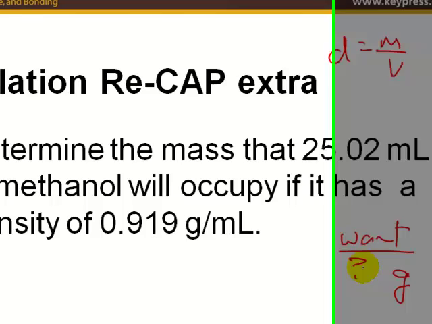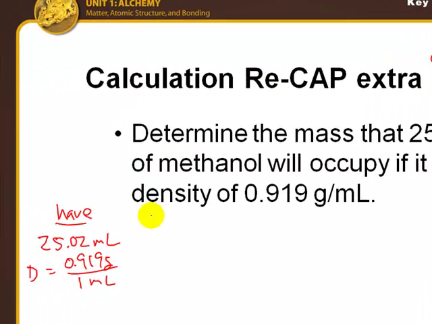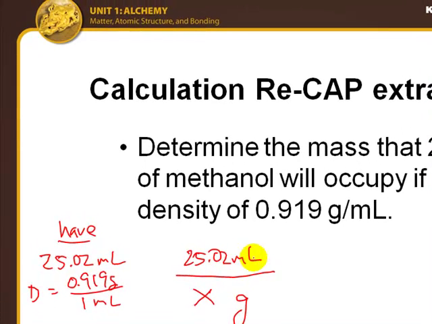But the first technique is what I have, I write down first. I've got 25.02 milliliters. With this technique called proportions, you write down what you want on the bottom. I want grams on the bottom. I put an X in here for what I want. So this technique is have over 1. Then I set this equal to a proportion that I already know. A proportion is just a ratio. The ratio that I know is the density.